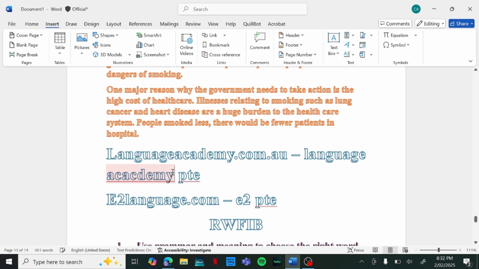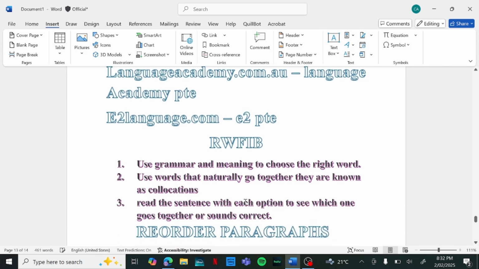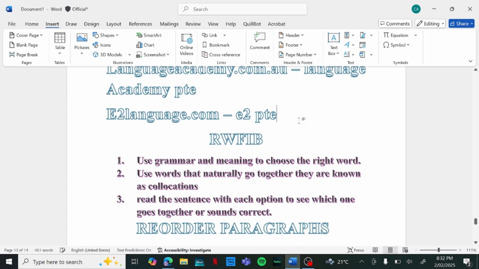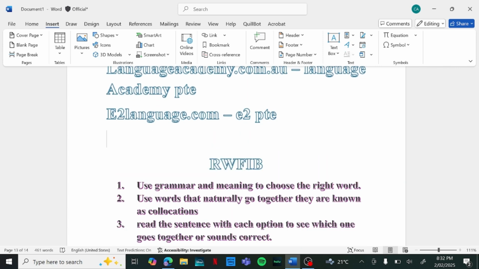So look for structured templates, and don't just practice one template for writing. Remember that there are different ways that the essay can actually take. So it's very important that you structure your essay the right way.